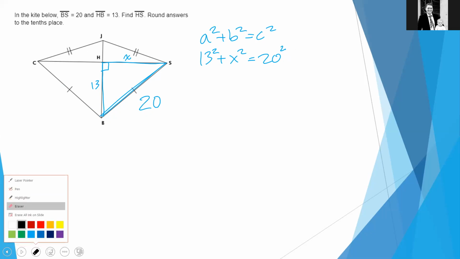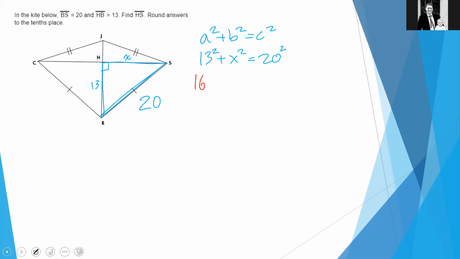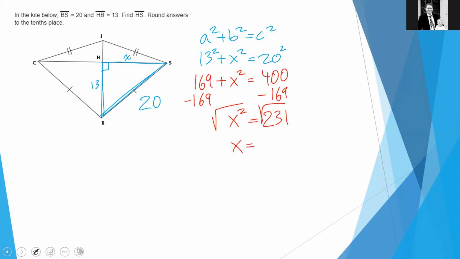And now I just need to do some arithmetic. 13 squared is 169 plus X squared equals 20 squared, which is 400. Let's minus 169 from each side. This is going to give me that X squared is equal to 231. In order to get rid of that squared, I need to take the square root, and X is going to be equal to 15.198, and so on.